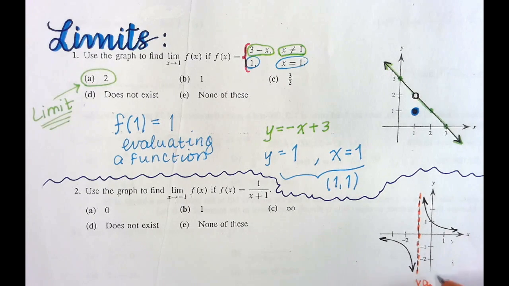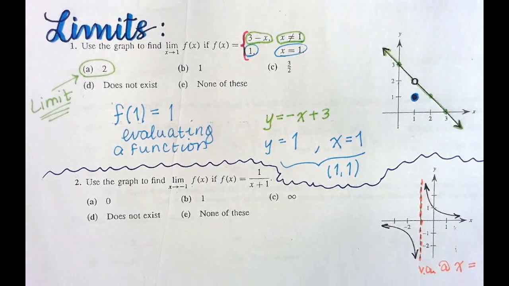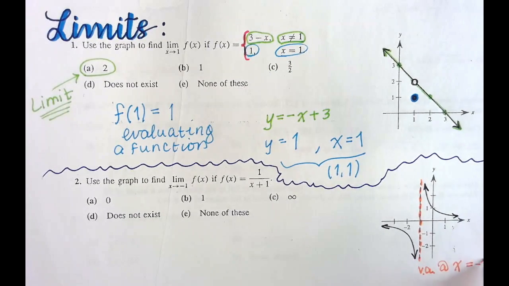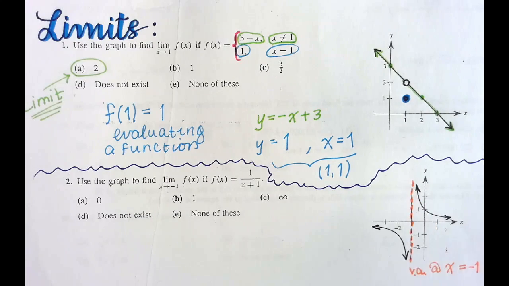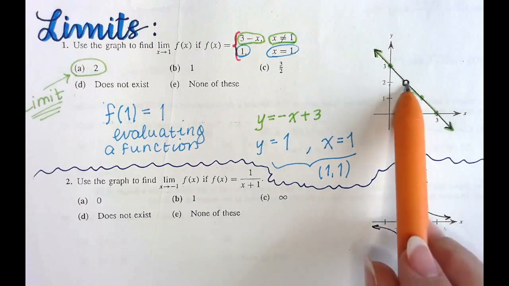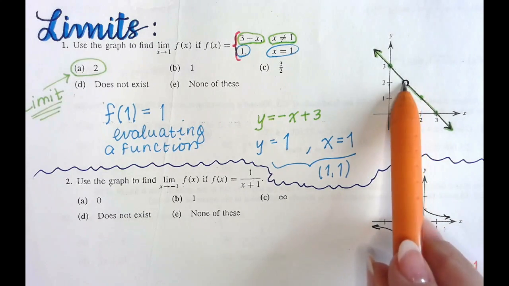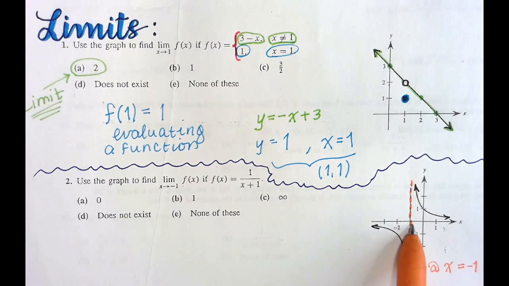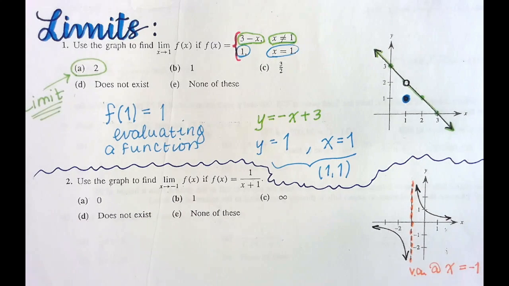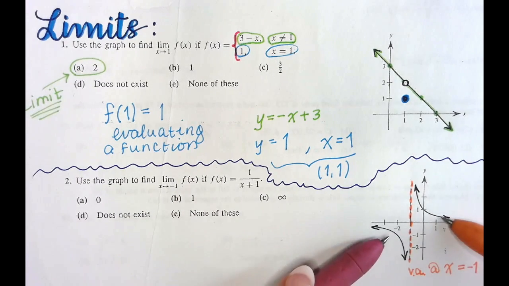Vertical asymptote at x equals -1. So when I approach this value, which I can do, I'm still approaching from both sides, and you don't have to get somewhere. We just saw that blue point didn't need to be there. We could still approach that open circle. So we could still approach the x value of -1. So we're going to close in on both sides.